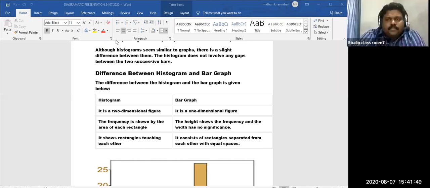It is a two-dimensional figure. Both the height of the bar and the width of the bar are important. Both together will create the entire area. That's why a histogram is called an area diagram. Other name of histogram: area diagram. In this picture, if you can see that.